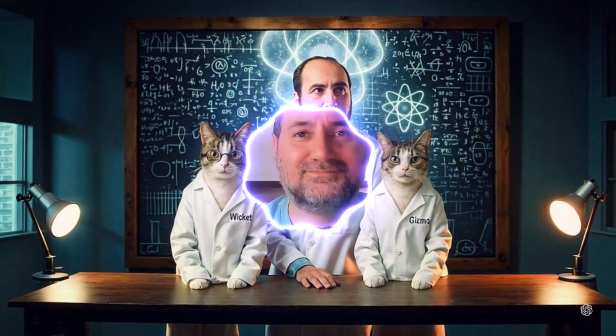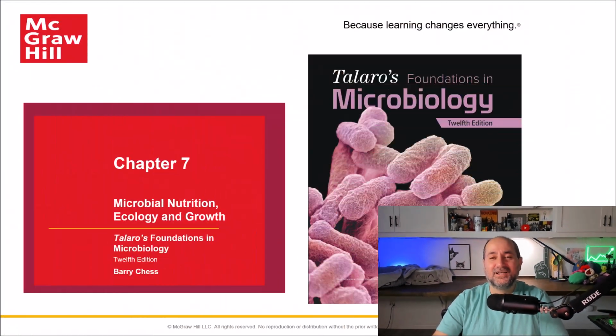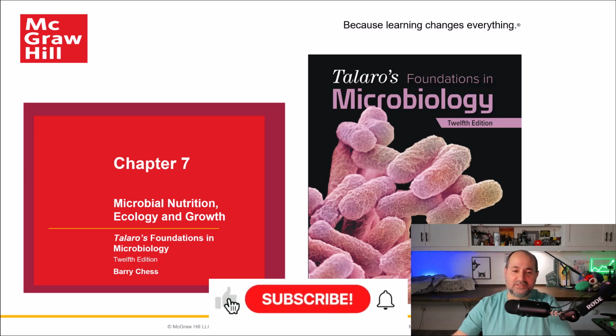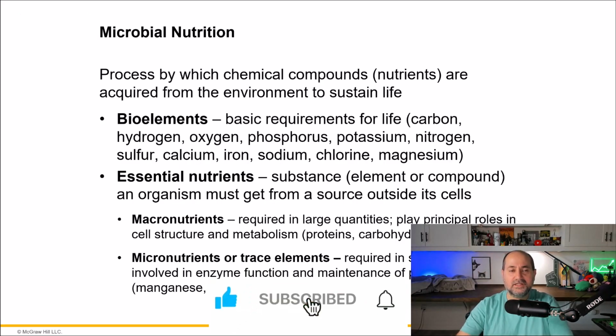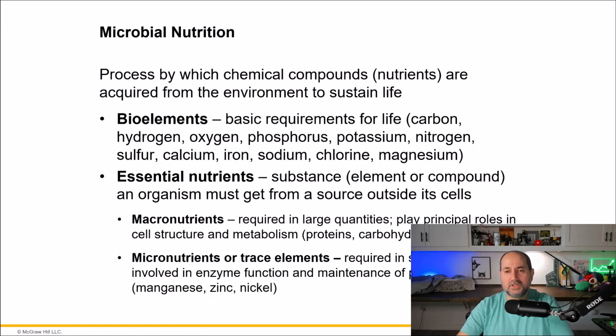All right, welcome back to Chapter 7 in our textbook. Let's go ahead and get started here. It's all about microbial nutrition, the process by which chemical compounds or nutrients are acquired from the environment of the microorganism in order to sustain life. So just like you and I need to eat in order to sustain our lives and to grow, so do microbes. And that's what this whole chapter is about.